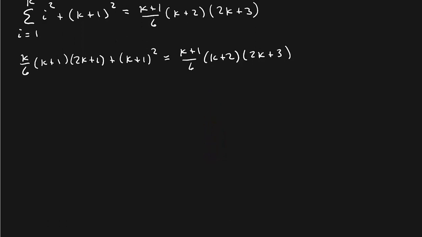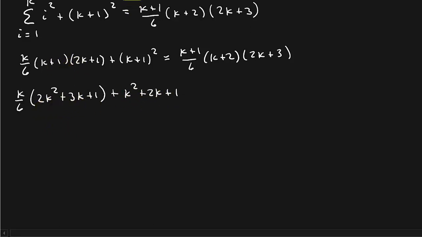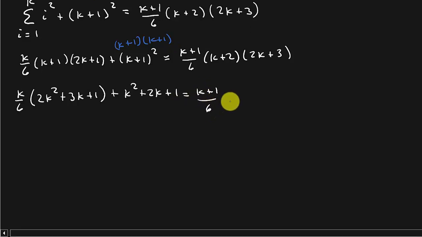And now what I need to do is multiply. I'm going to multiply this out, and I'm going to multiply these two together. So that's going to give me k over 6 times 2k squared plus 3k plus 1 plus k squared plus 2k plus 1. So for this, I fold these out. And for this, remember, this k plus 1 squared is k plus 1 times k plus 1, and then I just fold that out. And then that equals k plus 1 over 6 times, and now I'm going to multiply this out. That's 2k squared plus 7k plus 6.